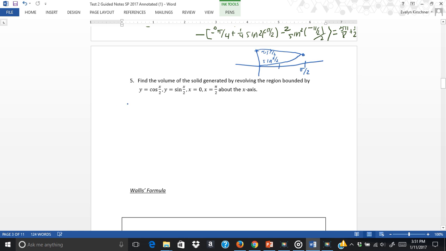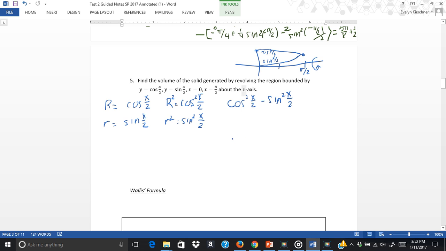So I need to figure out what my big R and my little r are, because I'm revolving it around the x-axis. So my big R is going to be cosine of x over 2, and my little r is going to be sine of x over 2. That means that big R squared is cosine squared of x over 2, and little r squared is sine squared of x over 2. So I have my volume, where big R squared minus little r squared is cosine squared of x over 2 minus sine squared of x over 2.